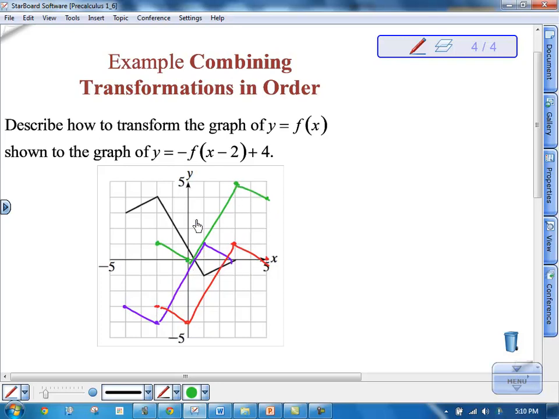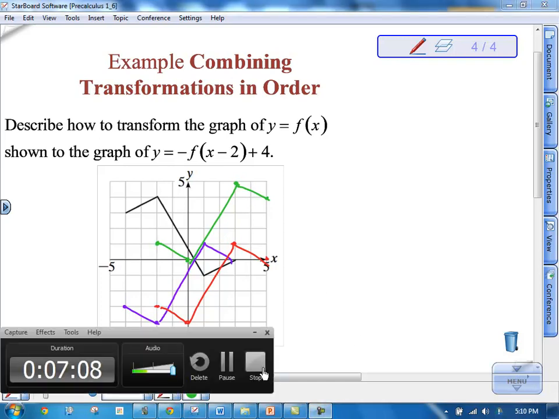So we would just say, simply that. We reflected over, just follow each of these steps. We reflected over the x-axis, shifted it to the right 2 units, and shifted it up 4 units. All right, let's try some homework problems and see if we can figure this out.